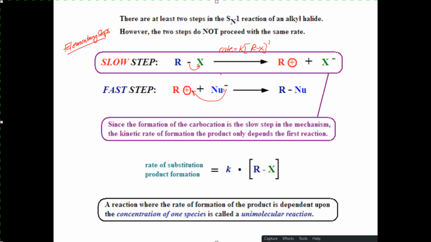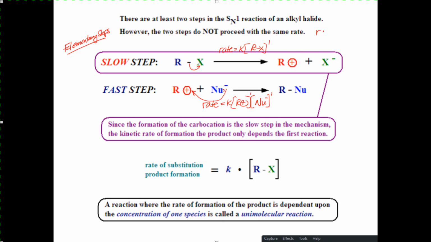So then the rate equation of the second elementary step, number 2, would be that the rate equals the rate constant times the concentration of the carbocation times the concentration of the nucleophile. Both of those to the first power. So these rate equations of the elementary steps are what we're going to use to determine which is the fast and which is the slow step.